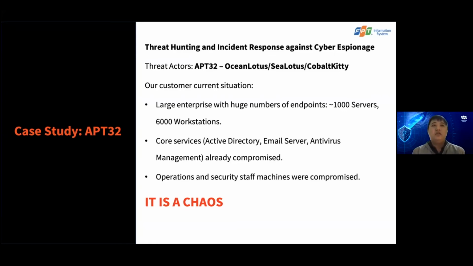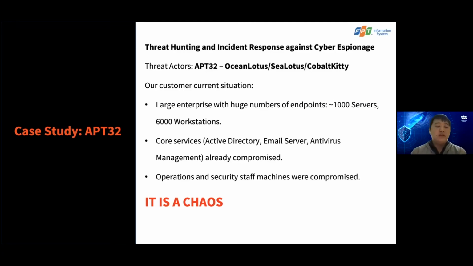When we analyzed the malware and the patterns, we uncovered that the adversary we were fighting was APT32, a very well-known adversary, also known as OceanLotus, a cyber espionage, state-sponsored group, mostly targeting organizations in Vietnam for intelligence. So we thought this was a mess, and it was chaos when we came to fight APT32.